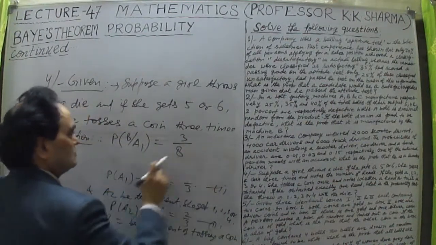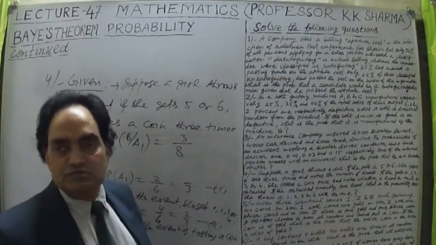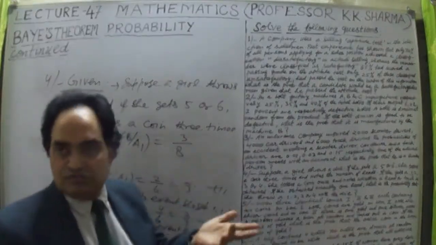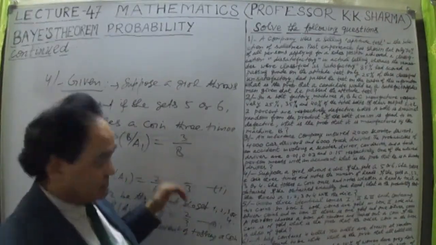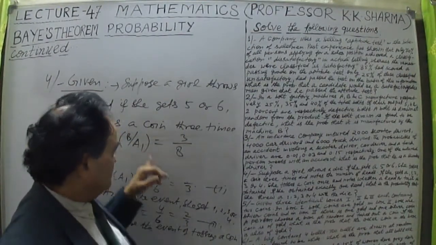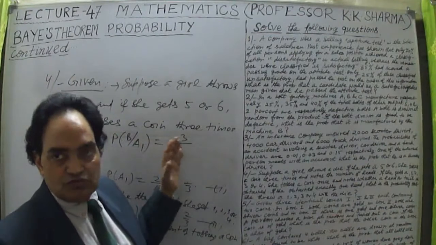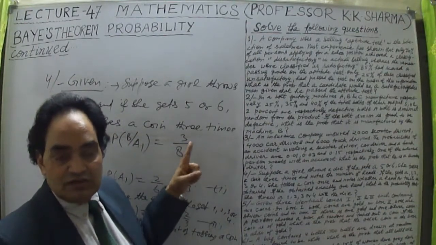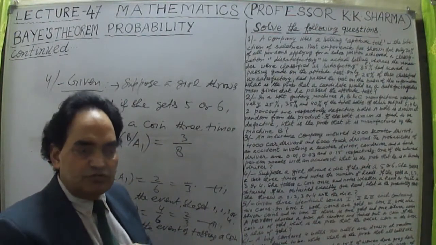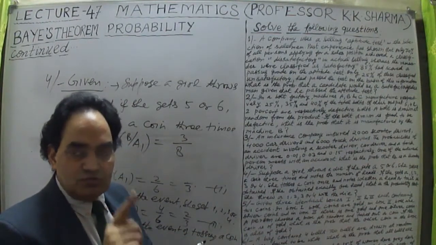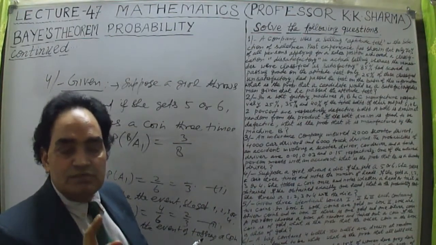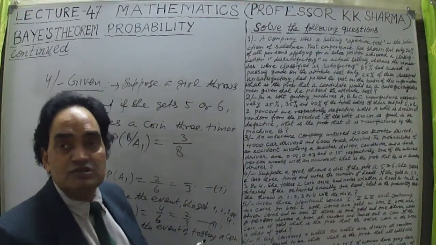Why this 3 upon 8? Try to understand this point. Because there are 3 times C is tossing a coin if she gets the first event. So A1 event is the first event. So B upon A1 means tossing a coin 3 times and then getting head once only. If we are tossing a coin 3 times, then 2 raised to the power 3, that means the total outcomes will be 8. Out of that, head will appear only once in 3 cases.